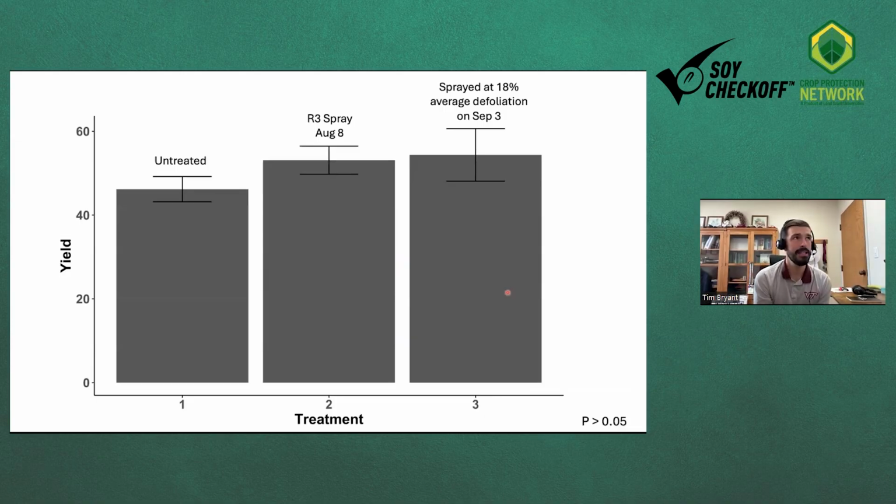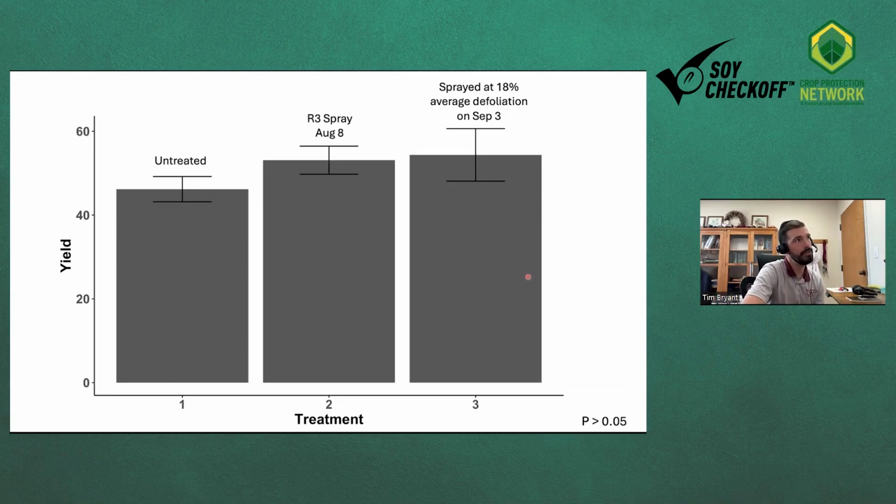So then ultimately, this is the most important thing that we look at here, and that's the yield of these plots. We have our three treatments here: the untreated, the automatic application at R3, and where we sprayed at an average percent defoliation of 18% on September 3rd. We had no significant difference between these different treatments in the yield that we got.